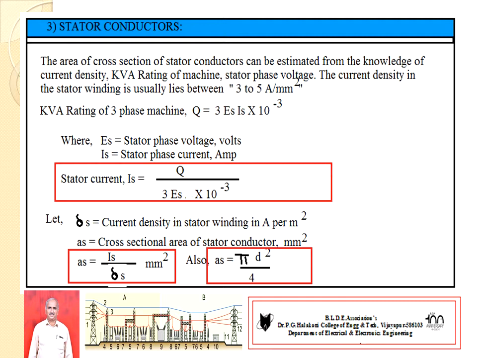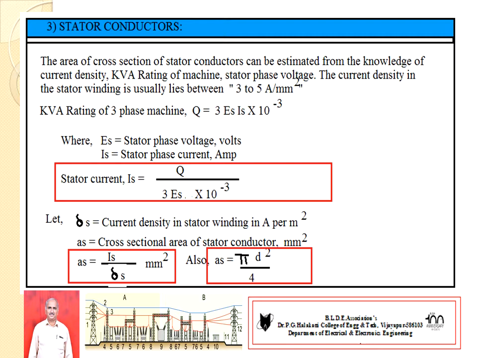Next one, design of stator conductor. We already know that we have stator and rotor windings. The winding used in the stator is referred to as stator winding or stator conductor. For calculation of this, it is known that the kVA rating of a three-phase machine Q equals 3 times phase voltage times phase current into 10 to the power of minus 3. That is 3 times Es, Is into 10 to the power of minus 3, because we are taking the stator into consideration, where Es is the stator phase voltage and Is is the stator phase current.